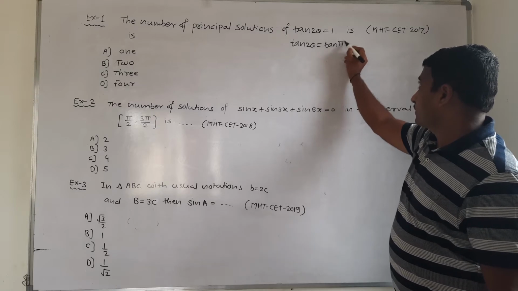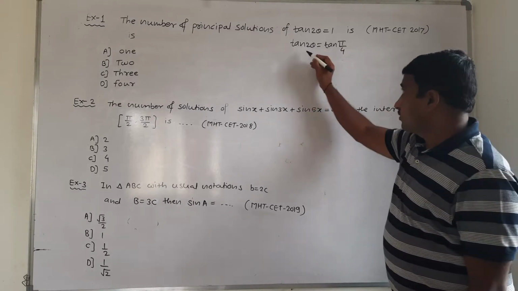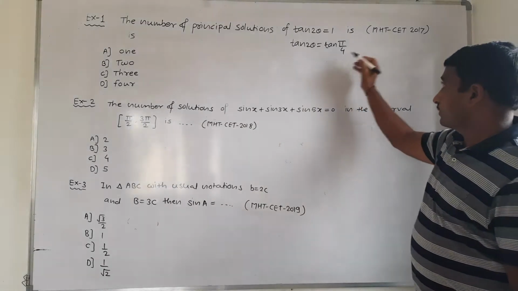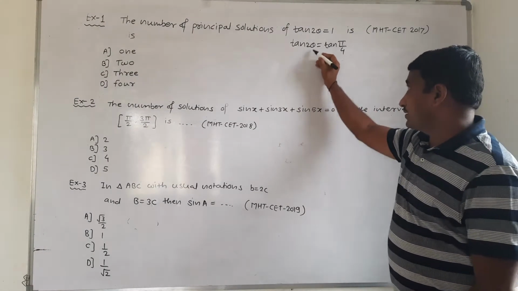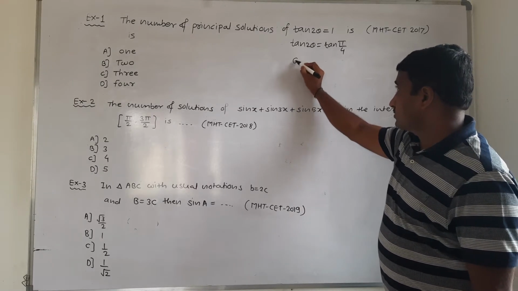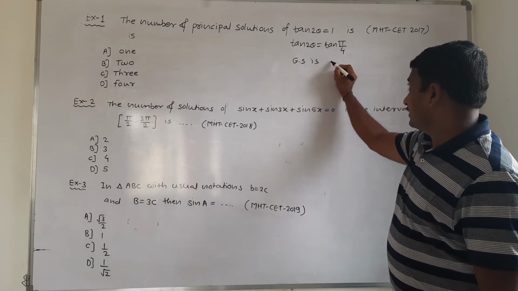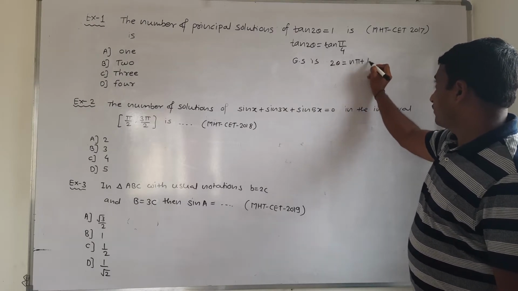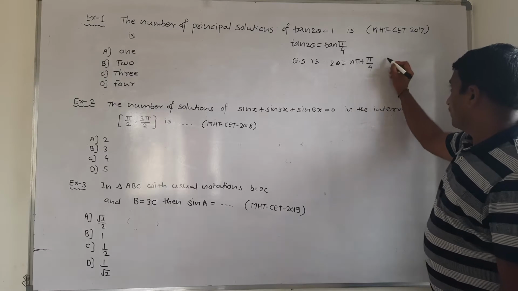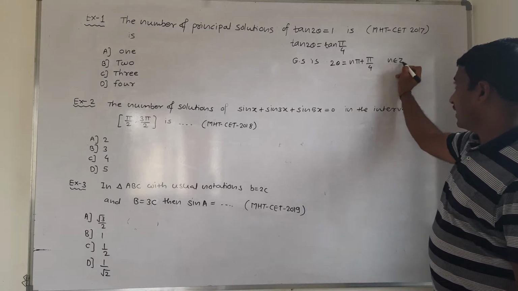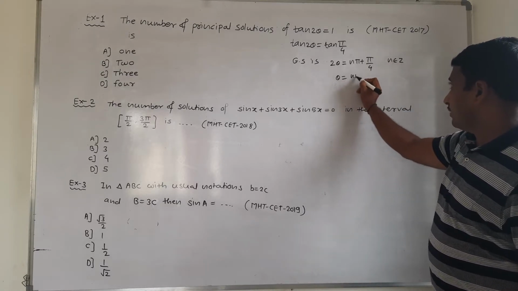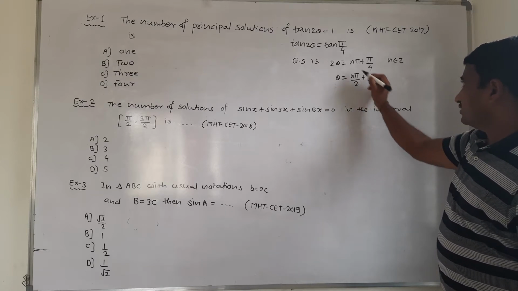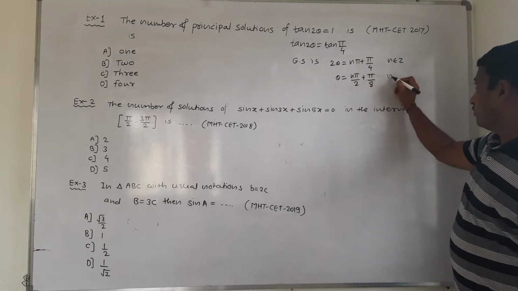Tan pi by 4. Therefore, compare this. We know the general solution of tan x equal to tan alpha type is x equal to n pi plus alpha. The general solution is 2 theta is equal to n pi plus alpha, that is pi by 4, where n belongs to Z. That is theta is equal to n pi by 2 plus pi by 8, where n belongs to Z.